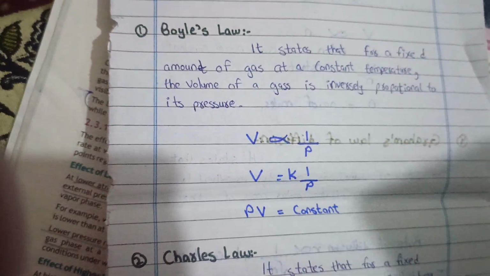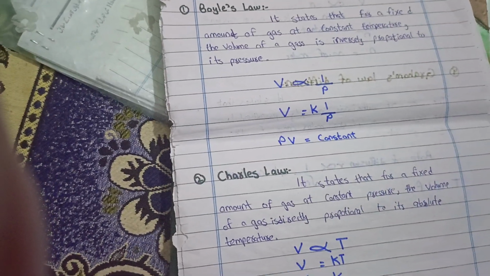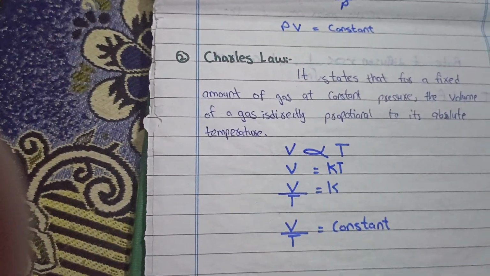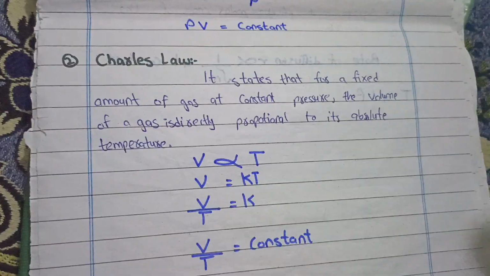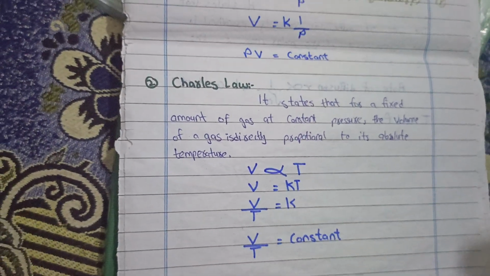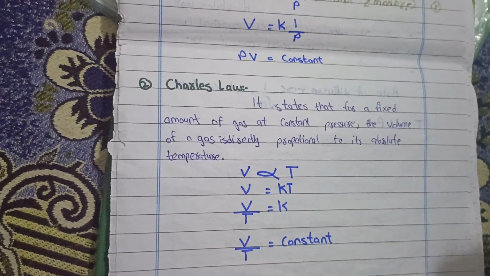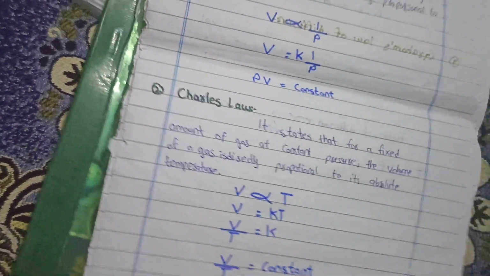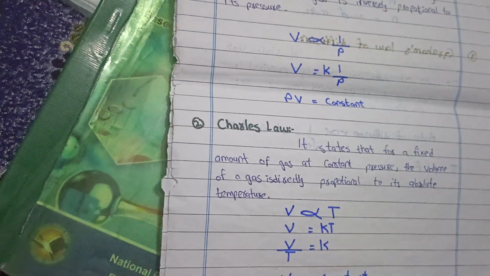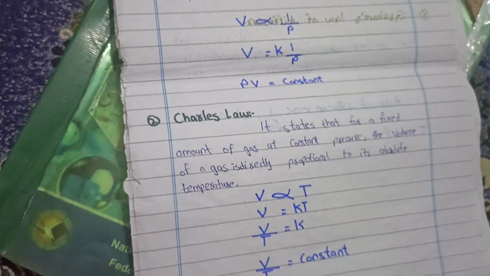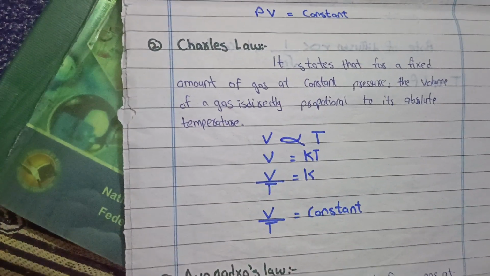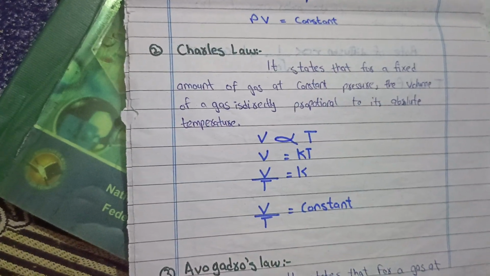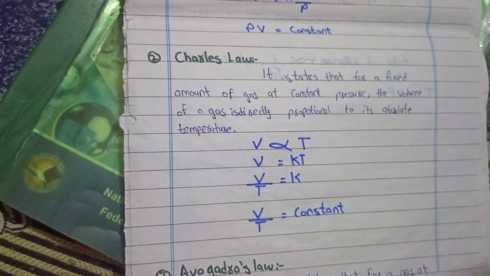Now moves toward Charles' law. It states that for a fixed amount of gas at constant pressure, the volume of a gas is directly proportional to its absolute temperature. It means that Charles' law states that if pressure is kept constant, the volume of a gas is directly proportional to its temperature. So when temperature increases, volume increases. When temperature decreases, volume decreases.